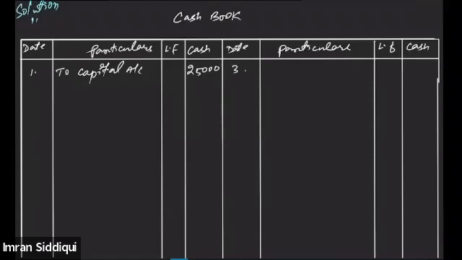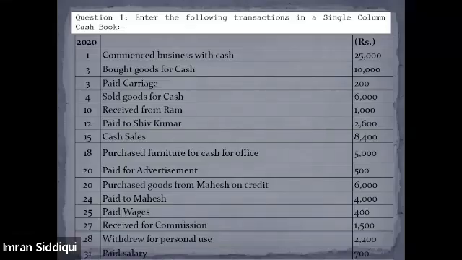So on the third of the particular month, purchase goods. So this will be recorded as by purchase account. Okay, amount was 10,000.